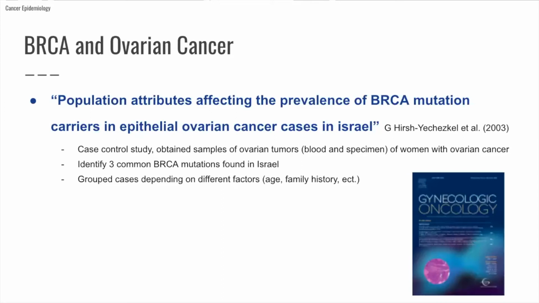Then there was an observational study, a case control study, where they collected samples of ovarian tumors, blood and specimens of women with ovarian cancer. Then they identified three common BRCA mutations found in Israel, and then grouped cases depending on different factors such as age, family history, etc.